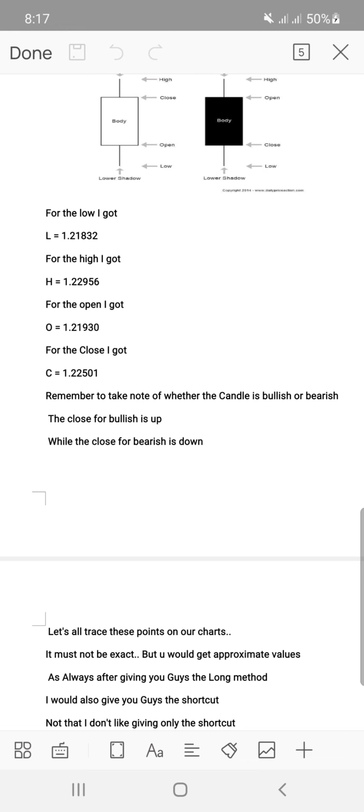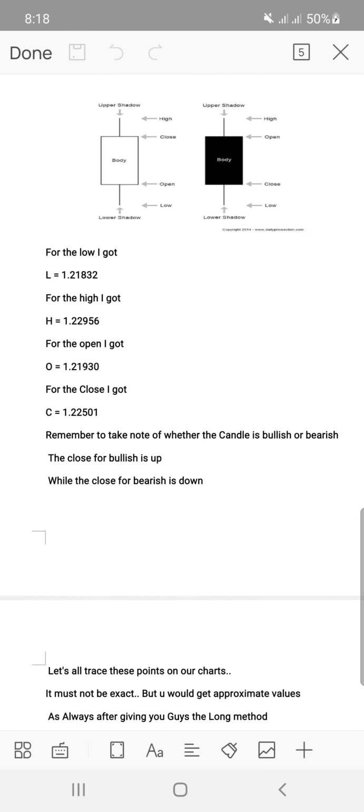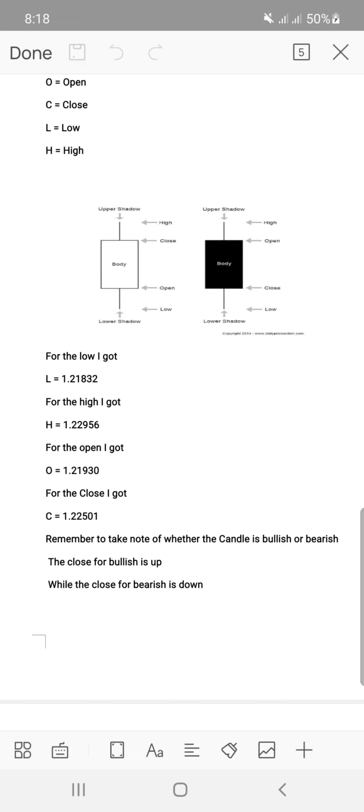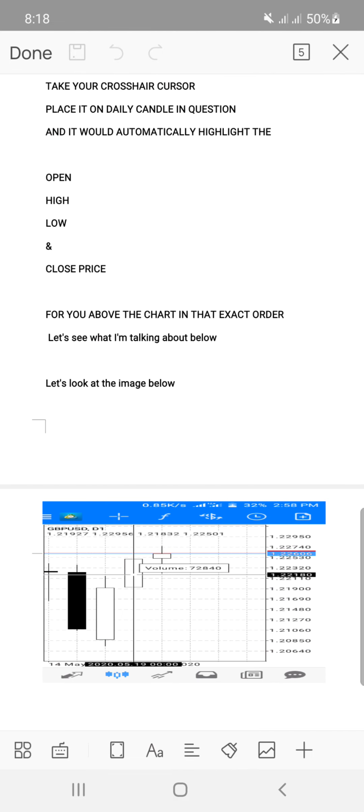Now, what we need to do is insert these values into our pivot point calculator and calculate. But before you do that, I said remember to take note of whether the candle that formed was a bullish or bearish candle. The reason is that the open and the close for a bullish and bearish candle are different, so that you don't mistake those points.